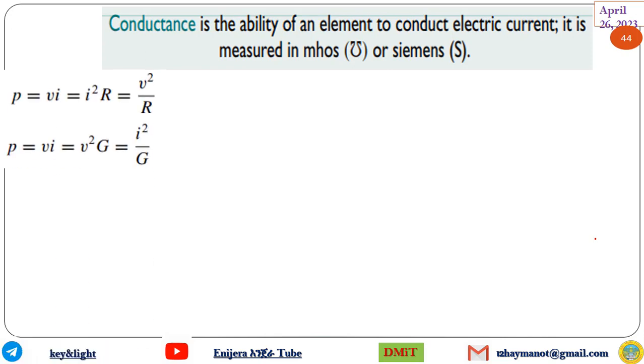So the power P is equal to the potential difference V times the current passing through the circuit, and V is equal to IR. P is equal to VI.